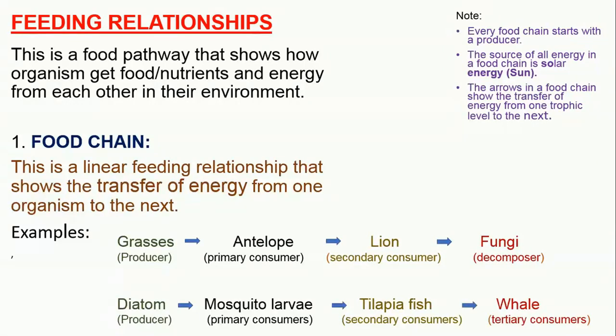The first one we are going to look at is what we call the food chain. Now, the food chain is a linear feeding relationship that shows the transfer of energy from one organism to the next. So it's a straight kind of feeding relationship.